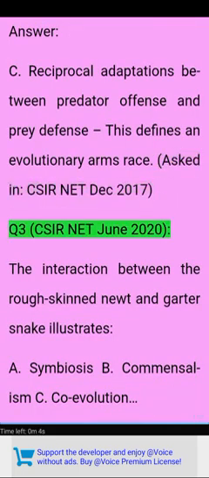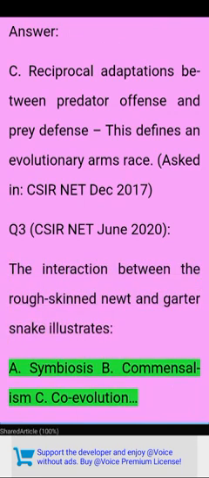Q3, CSIR NET June 2020. The interaction between the rough-skinned newt and garter snake illustrates A. Symbiosis. B. Commensalism. C. Coevolution.